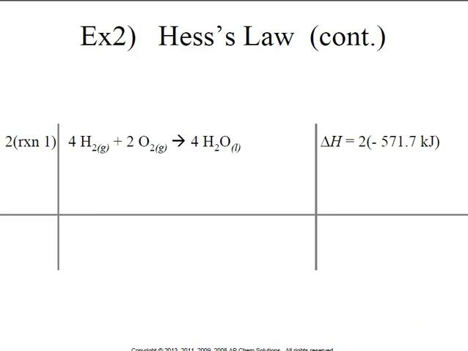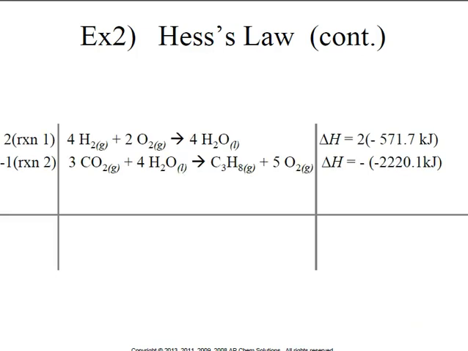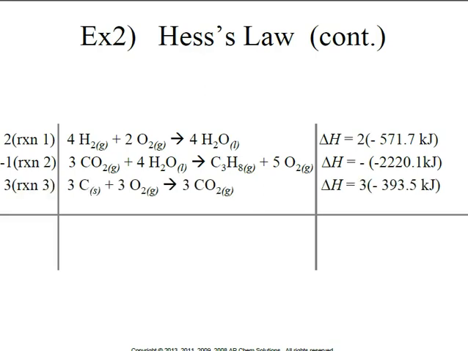So the first reaction we multiply by 2. The second reaction we flipped, and the third reaction we multiplied by 3. So you can see all those coefficients have now been updated, and the second one has been turned around. Now let's see if there is anything that is the same on both sides that can cancel.